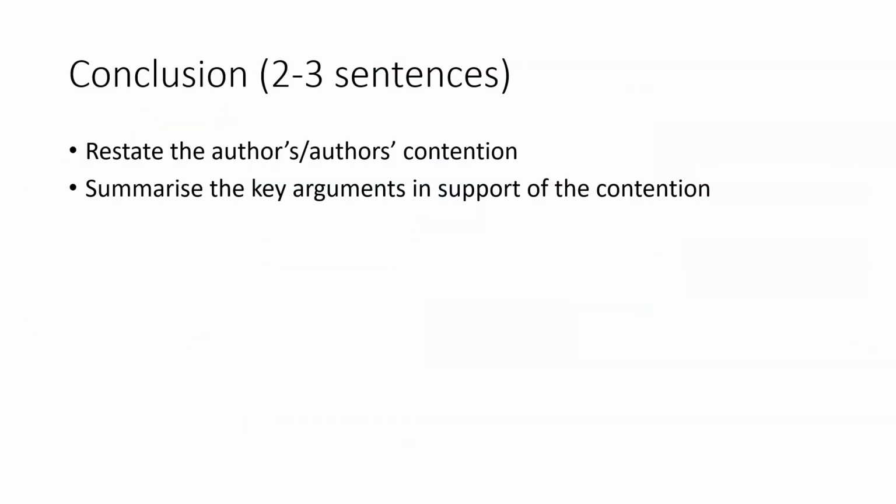Now, your conclusion is very straightforward. I know that summarizing in itself can be a difficult skill, but this video is only really about the structure, not about the skill itself. So in your conclusion, all you need to do is restate the author's contention, or the authors' contentions if there's more than one, and summarize the key arguments in support of the contention. Okay, it only needs to be 2 to 3 sentences long. Don't include any new information. It's just there to summarize.